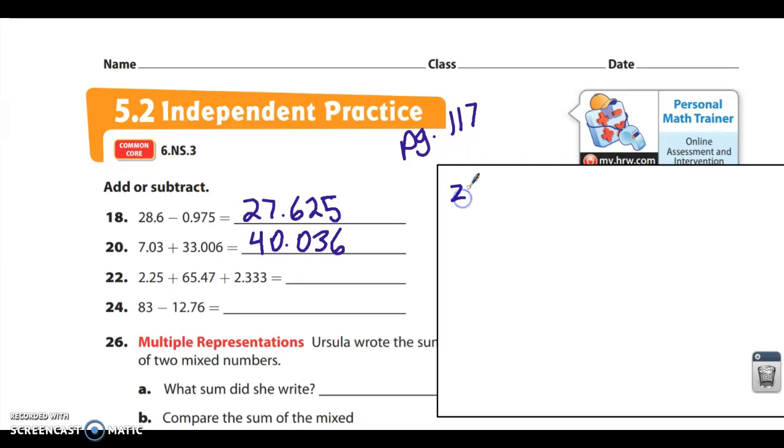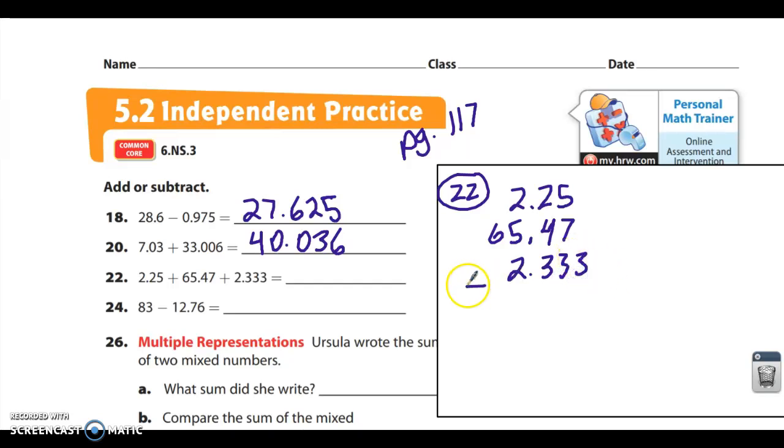Number 22 is 2 and 25 hundredths plus 65 and 47 hundredths. Notice I am lining my decimals up, and 2 and 333 thousandths. So since I've got one number in the thousands, I'm going to go ahead and make them all in the thousands by annexing zeros. Now I've got everything perfectly lined up.